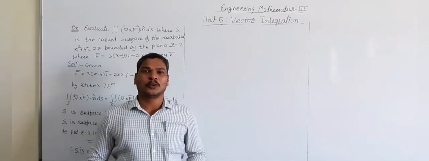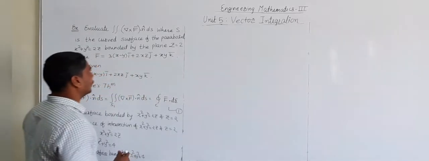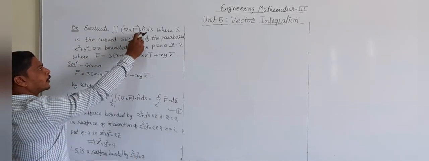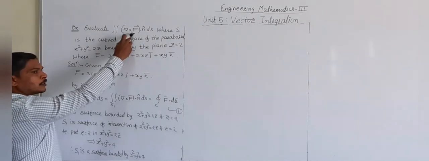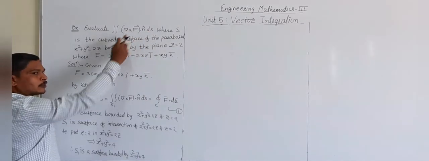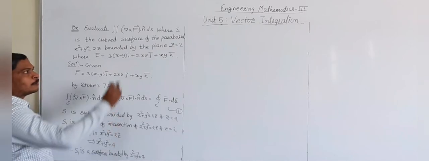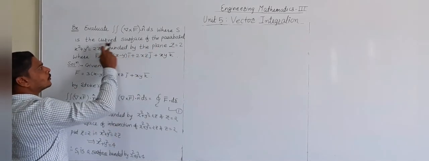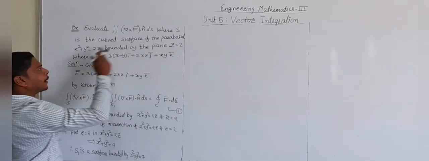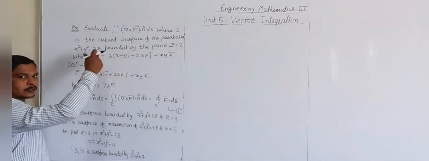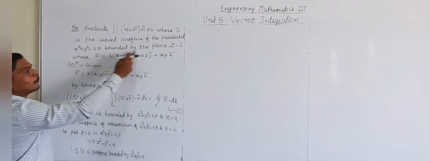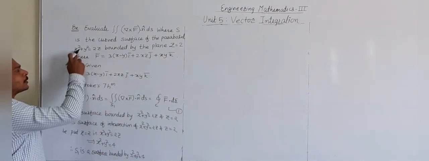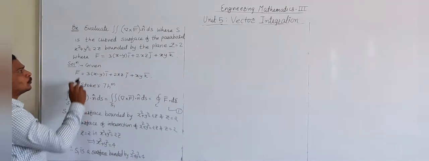Now try to solve one more example using Stokes theorem. So the example is: evaluate double integration of del cross f bar dot n cap ds. Here we have been given curl of f bar. Del cross f bar means curl of f bar. That means we have to use Stokes theorem. Here S is the curved surface of the paraboloid, bounded by the plane z is equal to 2, and the paraboloid is x square plus y square is equal to 2z.